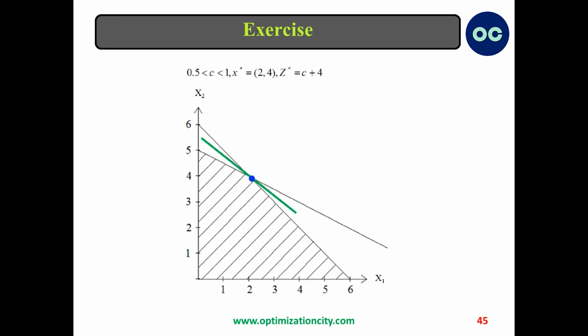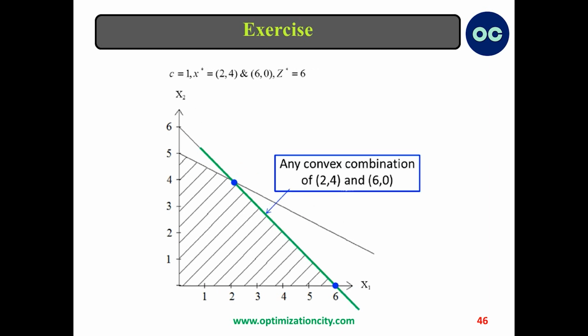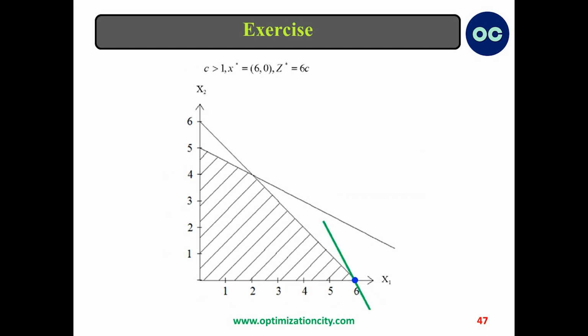If c is between 0.5 and 1, x star is equal to 2 and 4, and z is equal to c plus 4. Again, when c is equal to 1, we have multiple solutions, and the objective function will be 6. And in the last one, if c is greater than 1, we have a single optimal solution, which is equal to 6 times c. We will discuss in the duality theory and sensitivity analysis course how we can find this optimal solution in different cases of c.